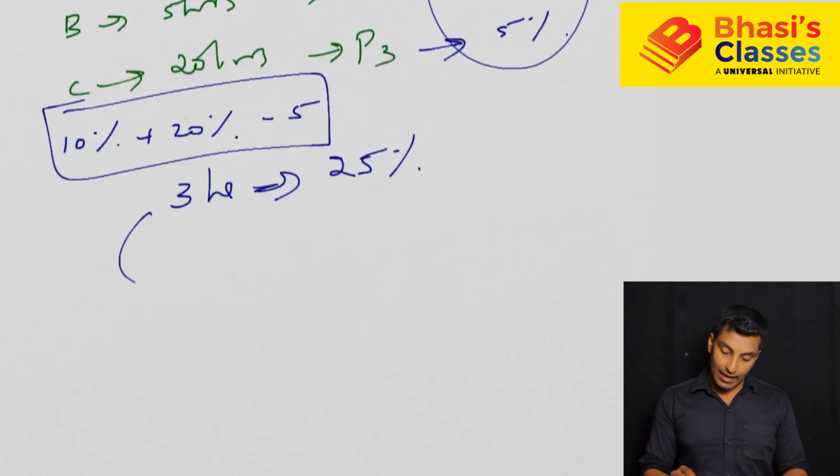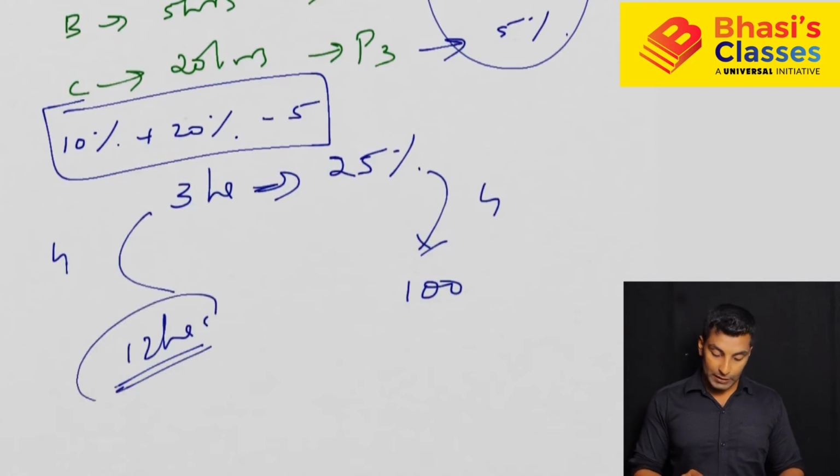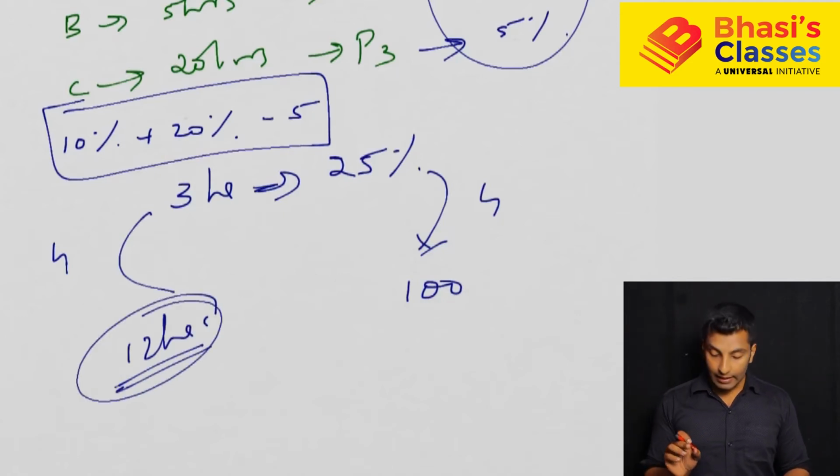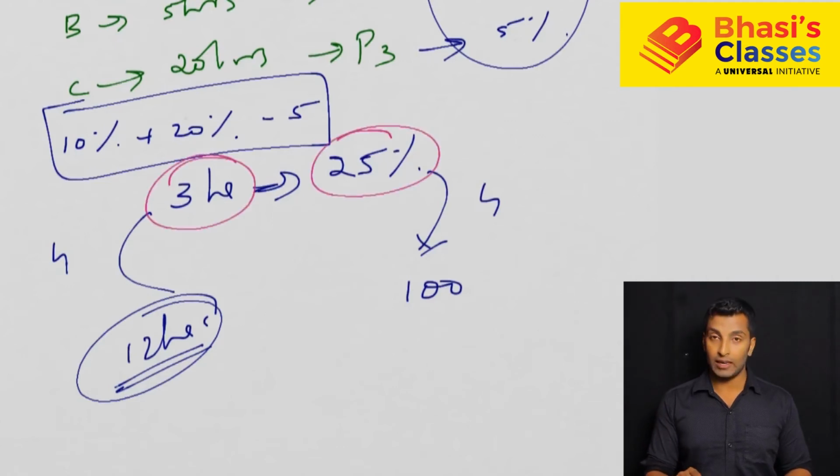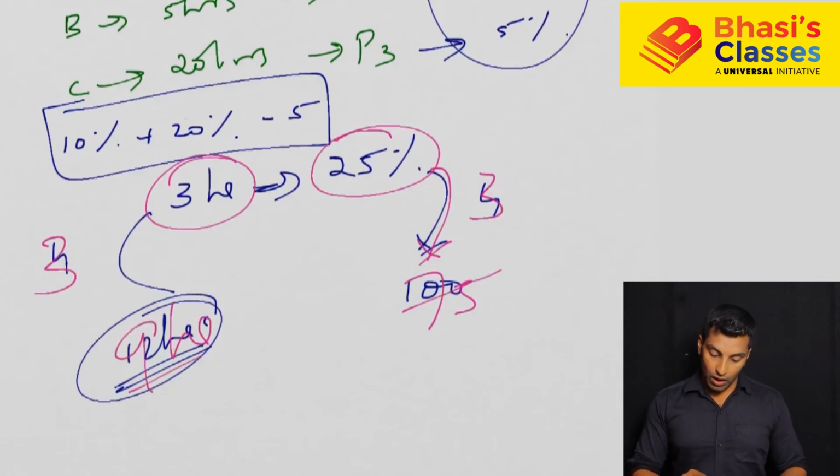Now, you may think that to fill 100, you need 25 into 4, so 12 hours. Don't make this mistake, this is not correct. Why is it not correct? I'll show you. After 3 hours, 25%. Next 3 hours, 50%. Next 3 hours, 75%. You can do up to 75 like that. So if you multiply here by 3, you get 75, here by 3, you get 9 hours. So after 9 hours, 75% is filled.